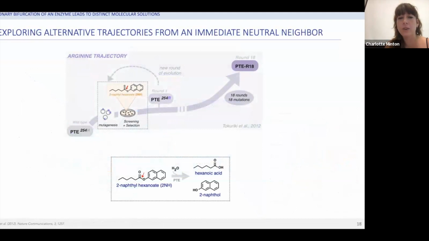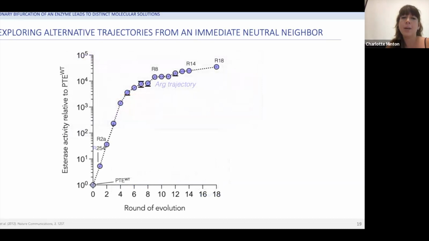So we have a good framework in the lab to study this, because in 2012, my boss, Nobuhiko Tokuriki, evolved this enzyme, PTE, phosphotriesterase, towards the ability to degrade an ester called 2-naphthyl hexanoate. So he did a screening and selection for the ability to degrade this chemical bond here. And after 18 rounds, 18 mutations, he enhanced the function by 7 orders of magnitude. So this is how it looks. If here we look at the esterase activity on the y-axis and the rounds of evolution, you can see that step by step, we actually enhance this function quite dramatically.